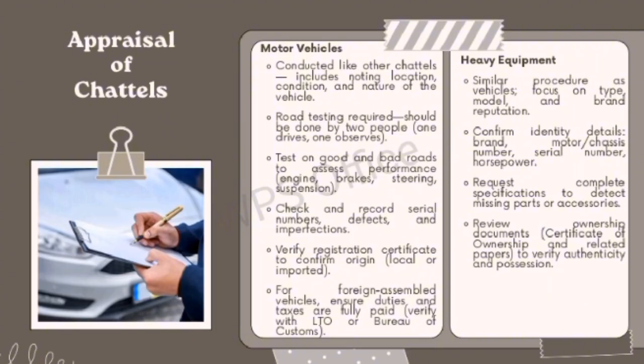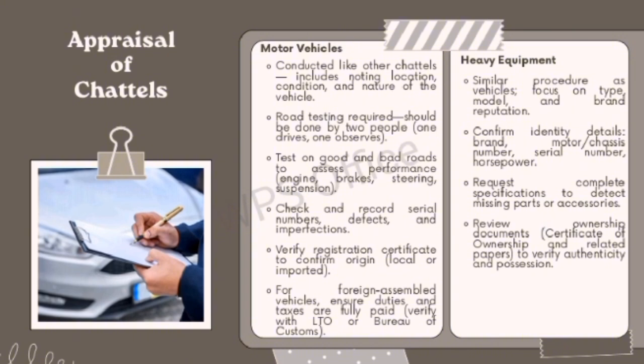Next is request complete specification to detect missing parts or accessories. Requesting complete specification entails asking for comprehensive technical details of the vehicle or equipment, including dimensions, features, and installed accessories to identify any missing parts or accessories that should be present according to the model's specifications. This helps in assessing the overall condition and completeness of the items, ensuring it meets expected standards.